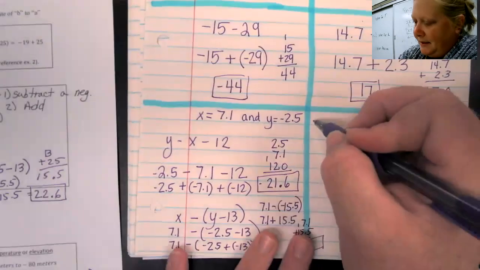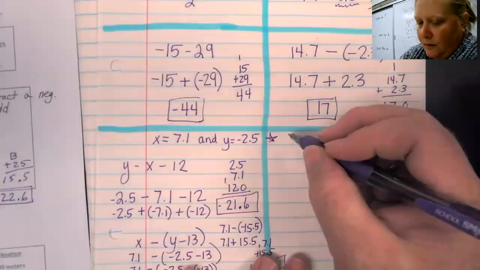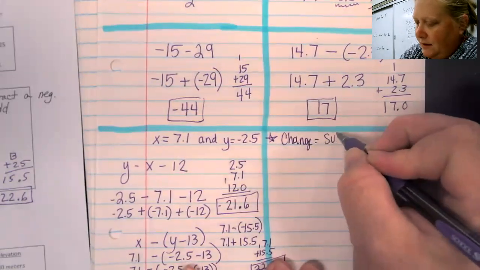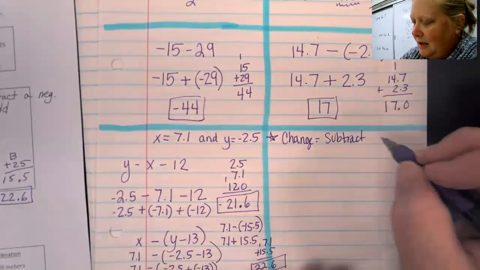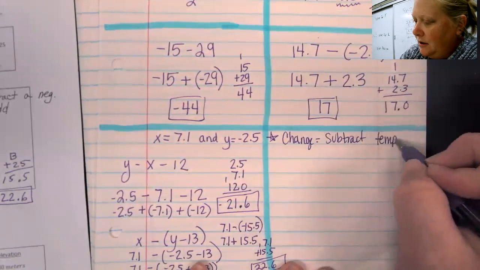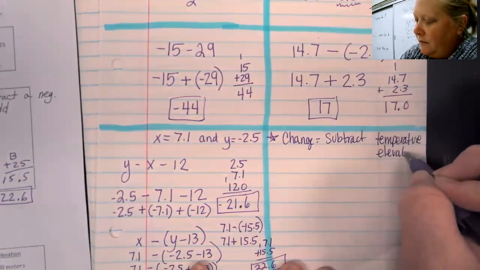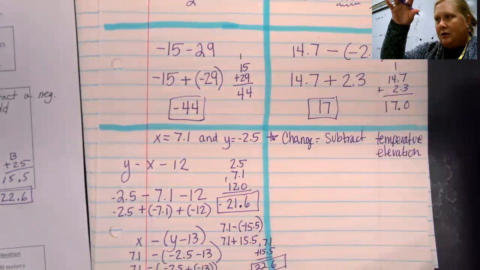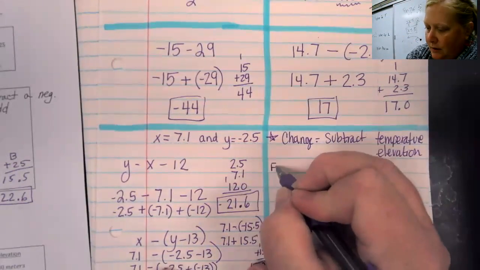Our last piece is kind of a story problem thing. So we've been talking about using the word "change" in something, which means to subtract. So for example, finding change in temperature or elevation. Now remember, temperature is easy, but elevation is change in how high something is. So let's try these 2 examples.